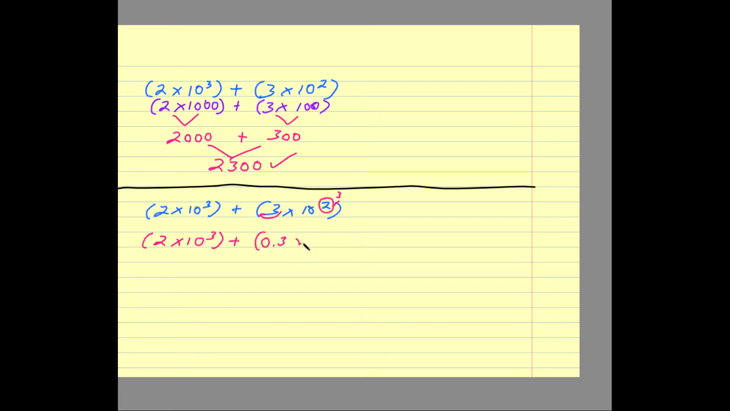So what you're really doing is going 0.3 times 10 to the third power. What you have to understand is that 3 times 10 to the second is the same as 0.3 times 10 to the third. If you work this out, you get 300. If you work this out, you get 300. They both equal the same thing. But the advantage now is that these two exponents are identical. When these two exponents are identical, watch what we can do.